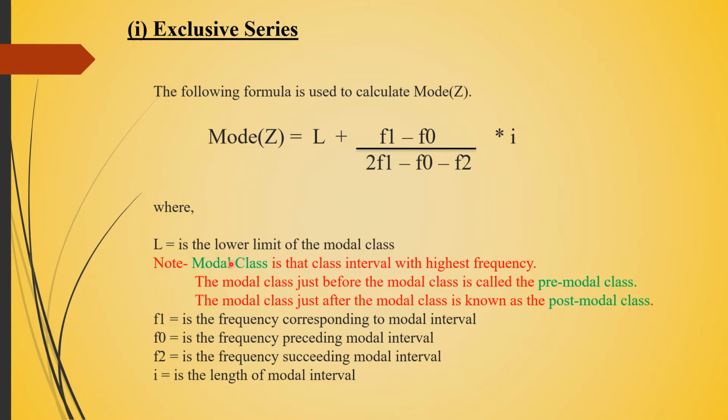Note, the modal class is that class interval with the highest frequency. The class just before the modal class is called the pre-modal class, and the class just after the modal class is known as the post-modal class. F1 is the frequency corresponding to the modal interval, F0 is the frequency preceding the modal interval, F2 is the frequency succeeding the modal interval, and I is the length of the modal interval.